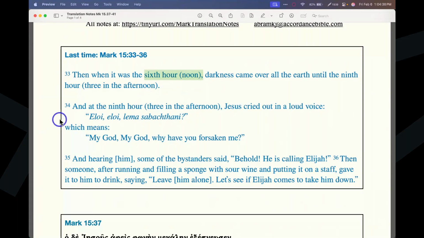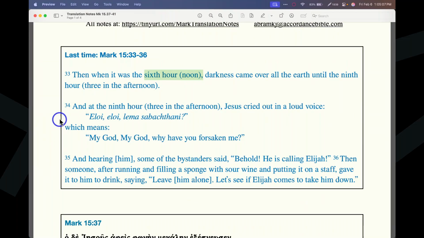And at the 9th hour, 3 in the afternoon, Jesus cried out in a loud voice, Eloi, Eloi, lema sabachthani, which means, my God, why have you forsaken me? And hearing him, some of the bystanders said, Behold, he is calling Elijah. Then someone, after running and filling a sponge with sour wine and putting it on a staff, gave it to him to drink, saying, Leave him alone. Let's see if Elijah comes to take him down.